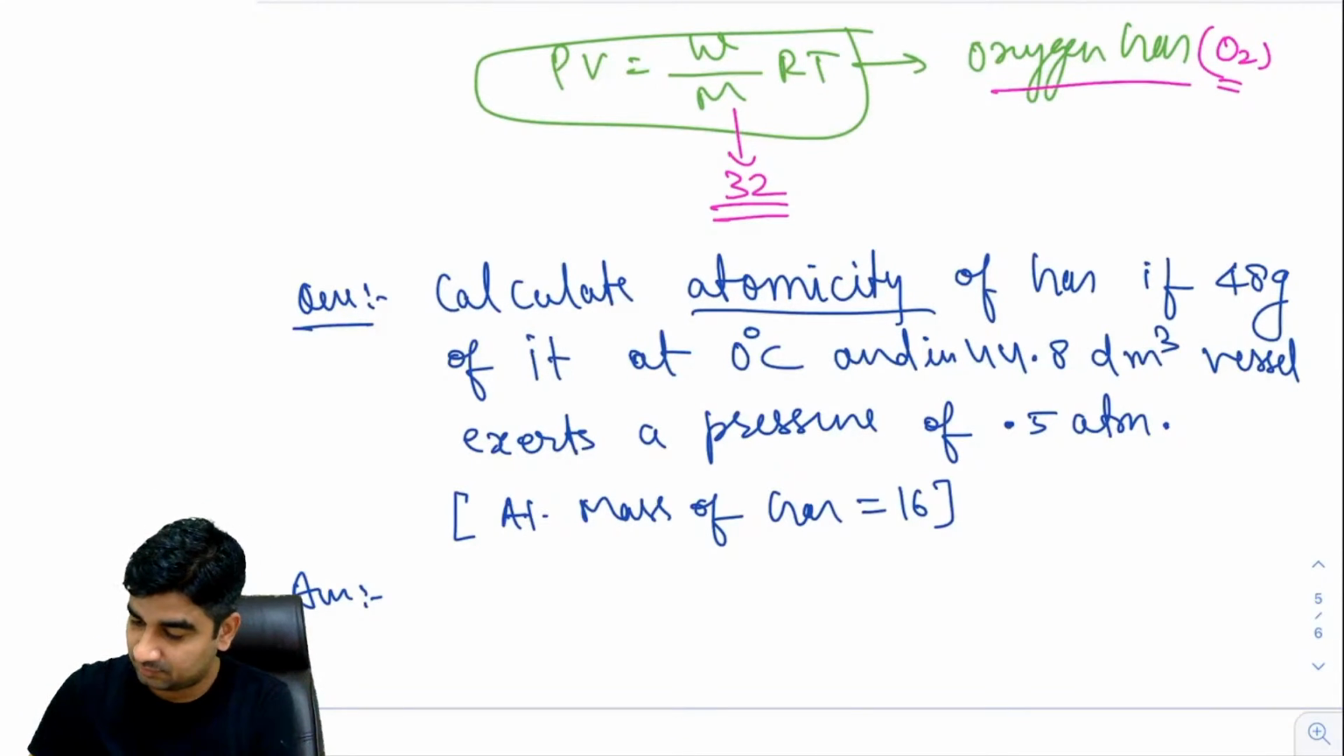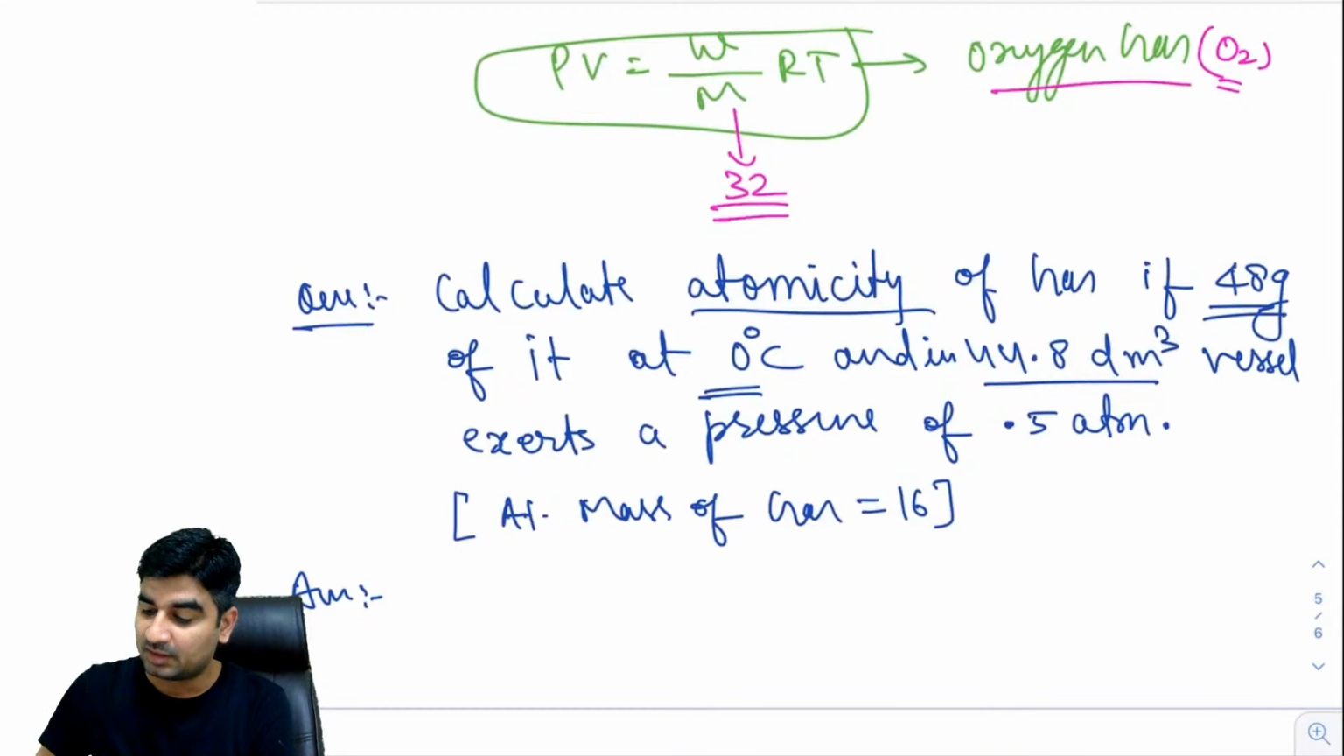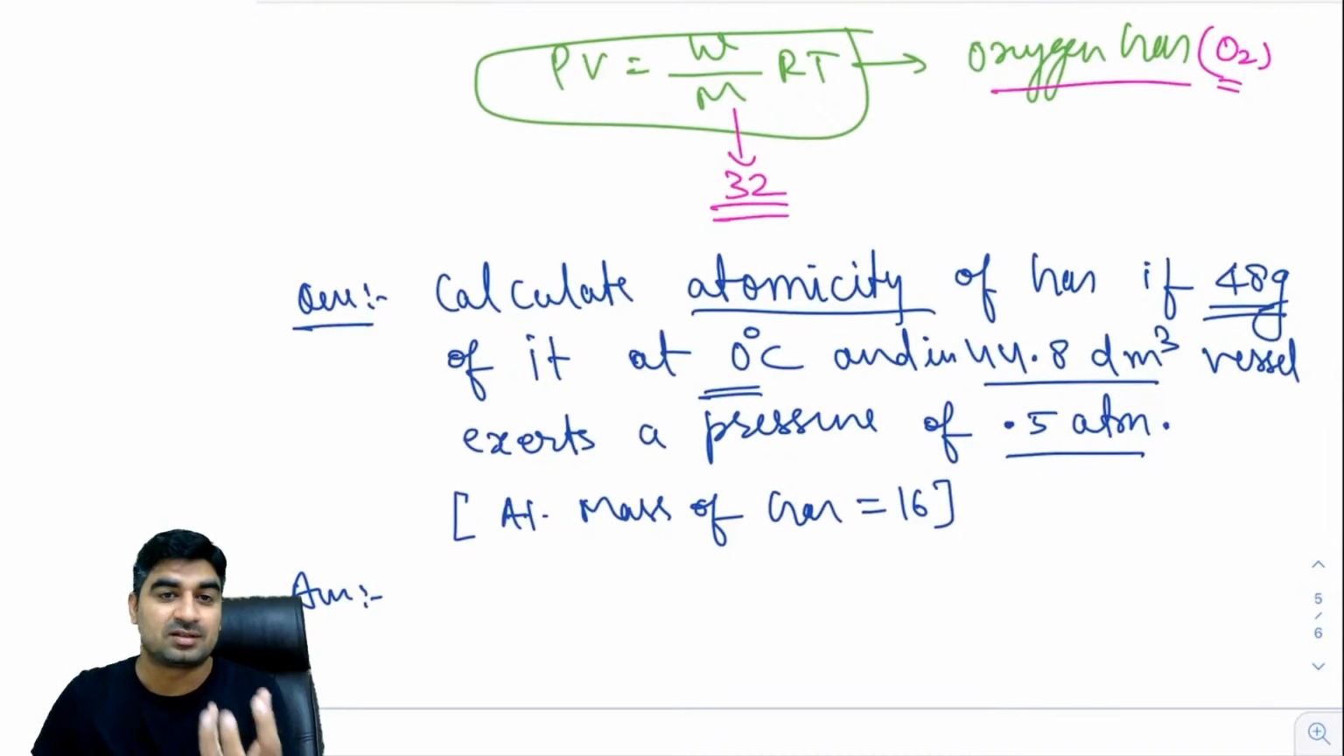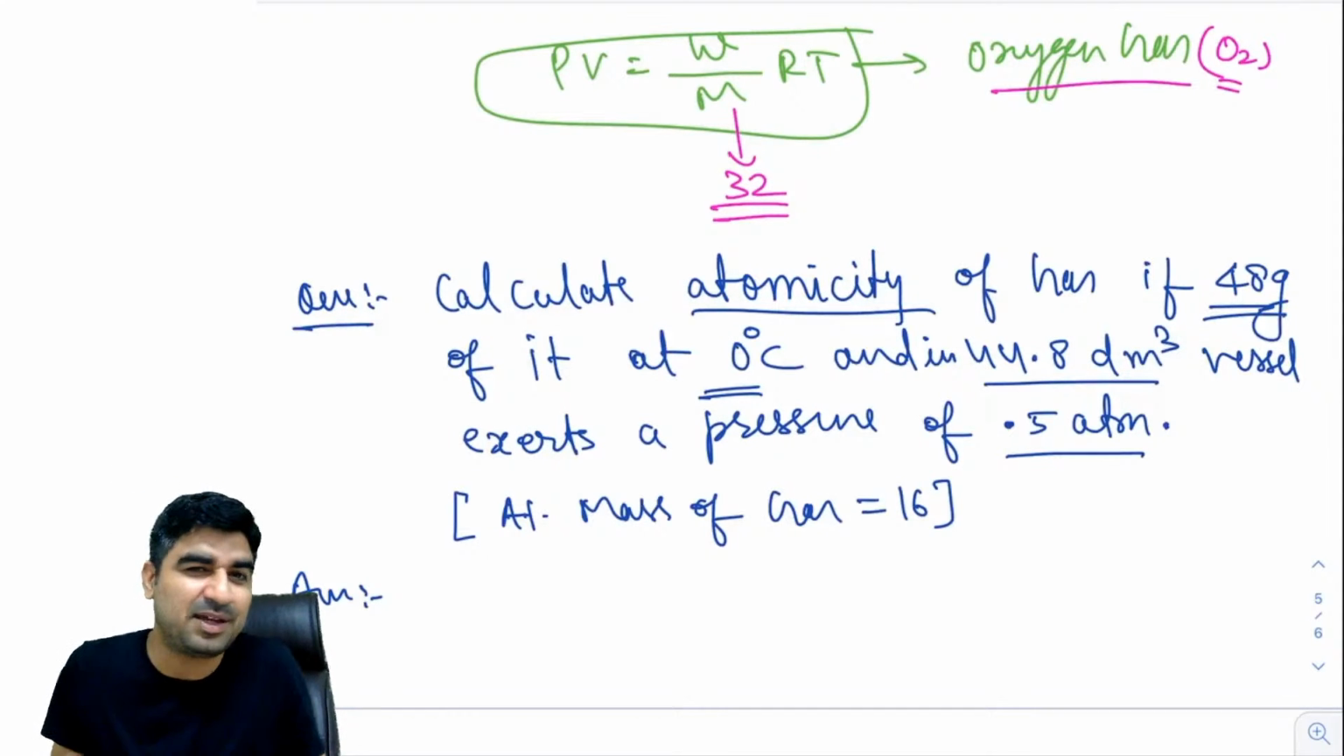You are given 48 gram of gas. You are given temperature. You are given volume. Right? You are given pressure. Now you just have to calculate atomicity. Means that molecule, how many atoms are making that molecule? Yes, tell me. Okay, Krishna. Okay, don't worry. I'll ask the technical team. Bear with me for the time.